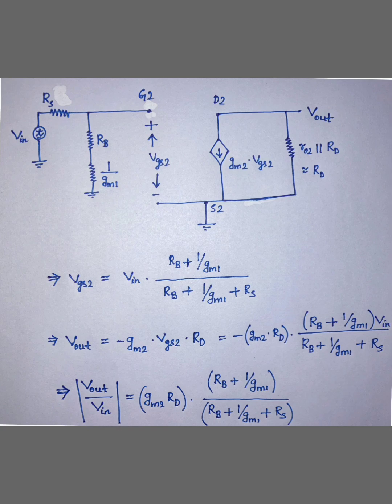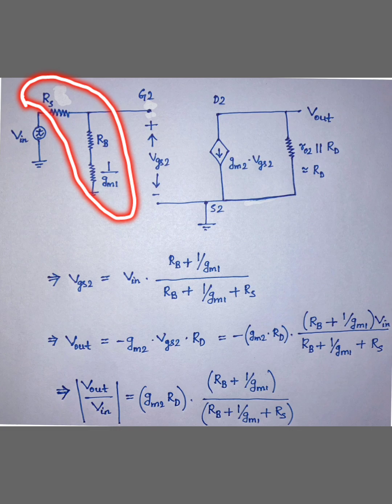As seen earlier, there is a voltage division, so VGS2 is not equal to Vin. There is an additional voltage drop across RS. So what is VGS2 equal to? It is equal to Vin into the series combination of RB and 1 by gm1, divided by the total resistance seen by this voltage source.